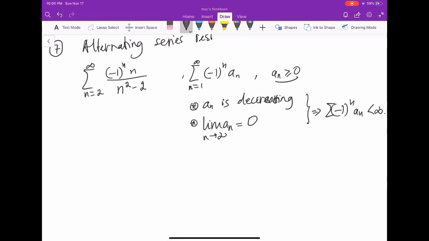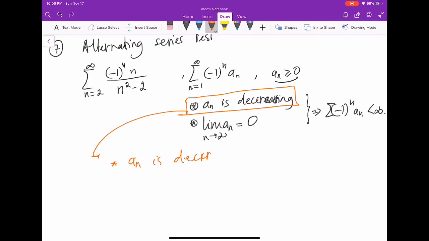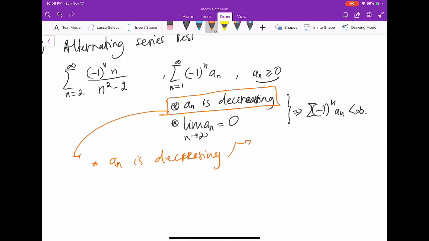Okay, all right. So let's see how to prove that a_n is decreasing. We have two ways to prove a_n is decreasing. Let's talk about this first. You may prove that the corresponding function for a_n is a decreasing function. So in this situation, I have f(x) equal to x over x squared minus 2. That comes from here, okay? Here's x squared, so that's why I have x in here and then x squared minus 2 in here.